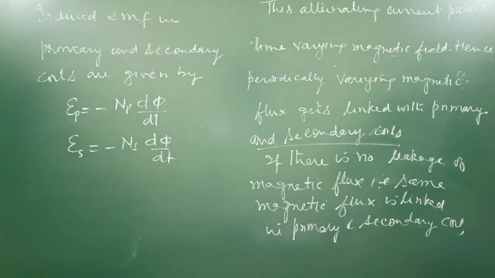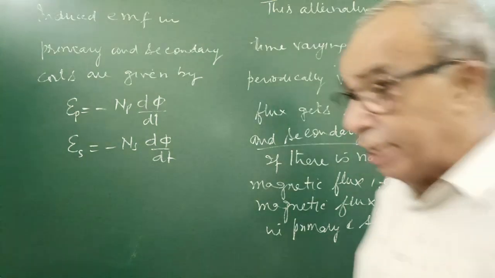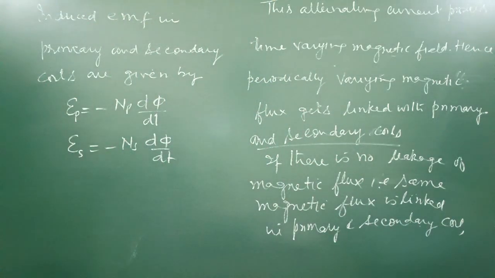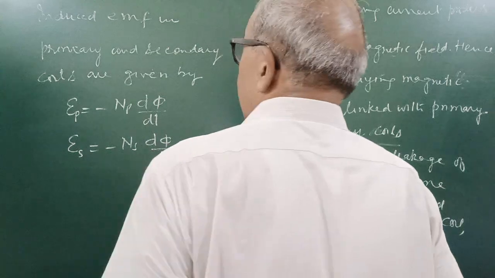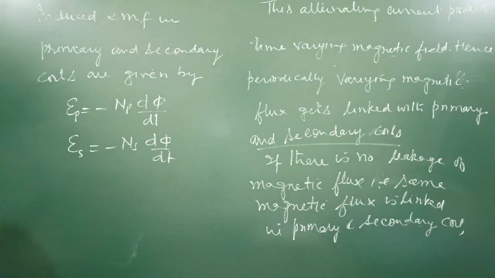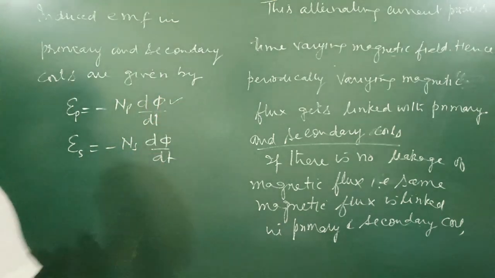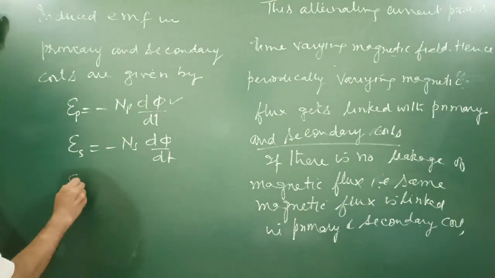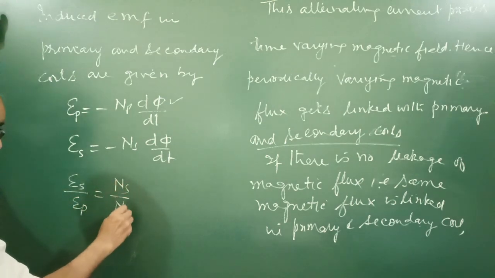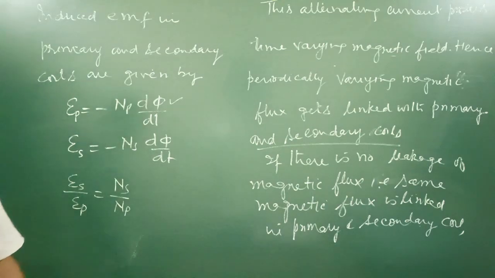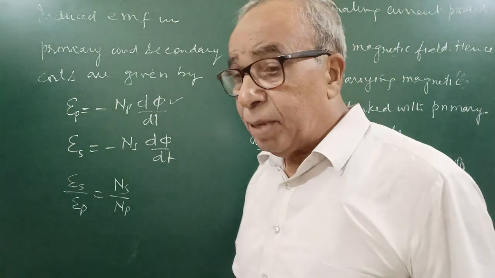When we connect a source across the primary coil, a varying current, alternating current, flows, which induces a magnetic field in the primary coil, and that magnetic field produces magnetic flux, which will be varying with time. So here I can write ES upon EP equal to NS upon NP. Again, the different numbers of turns in the primary and secondary coils create different EMF in the primary and secondary coils.